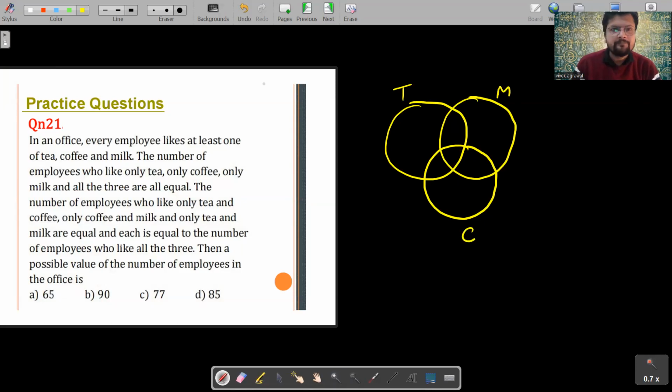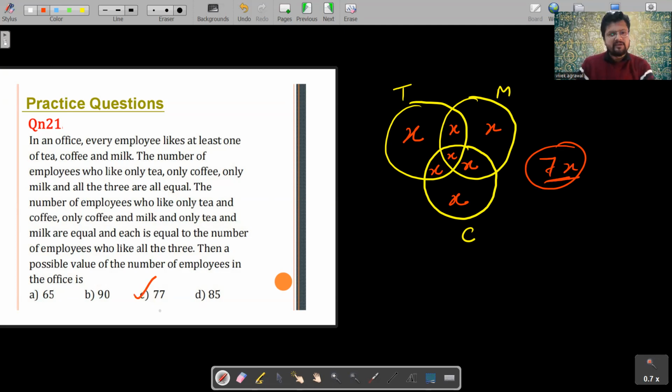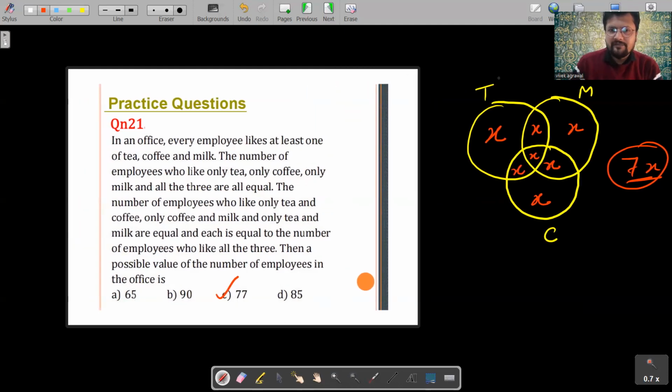Yes, absolutely correct. The number of elements given in each section is nothing but x, right? As per the question, each section would consist of the same number of elements. So if I add all these values, this will be nothing but 7x. So whatever the answer is, it should be a multiple of 7, and the only multiple of 7 among the options is 77. That's why this option is correct. Okay, Pratish, do you have any doubts in this particular question? No. Okay. Let's move to the next question.